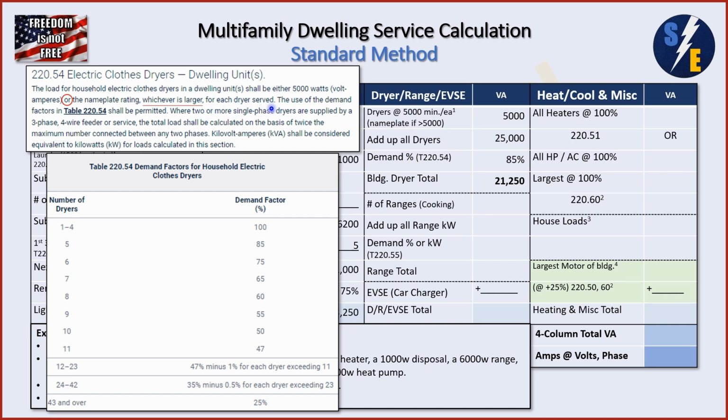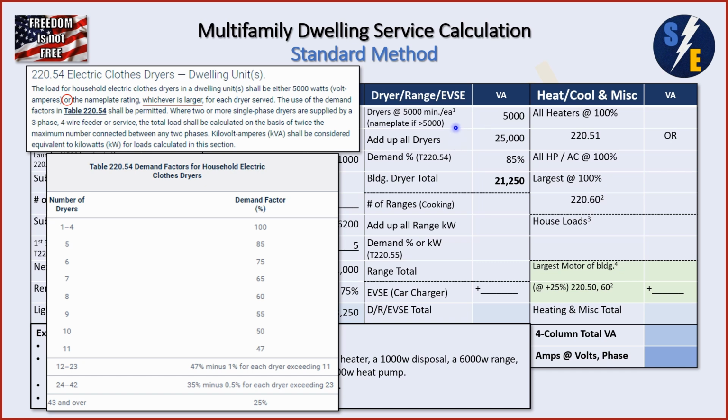Okay, so what that's saying is each dryer has a minimum of 5,000 watts that has to be applied to it. Now, if the nameplate rating is larger than 5,000 watts, then you have to use the nameplate rating. And then it says the use of the demand factors in table 220.54 shall be permitted. So here's table 220.54. And we'll come back and finish this other part up in just a moment. So we have written right here, we have dryers at 5,000 minimum each, and nameplate if over 5,000. Now we had a 4,600 watt dryer, but we had to put a minimum of 5,000 for each dryer.